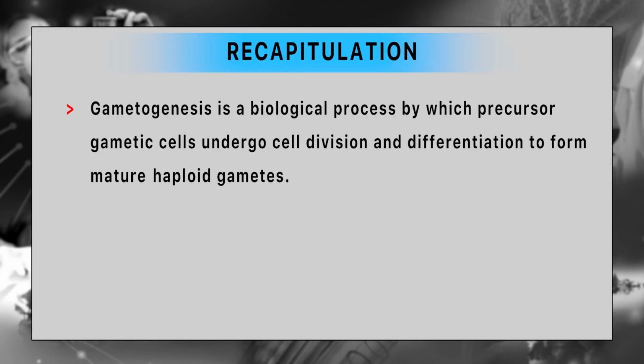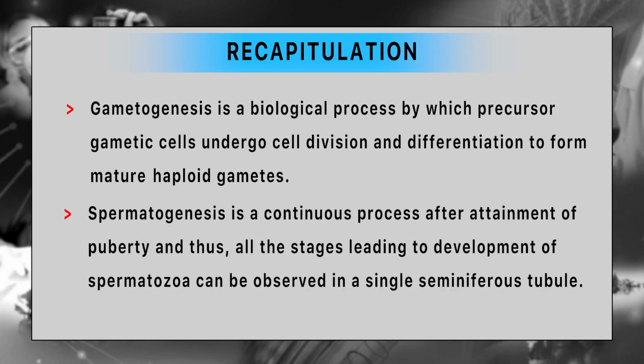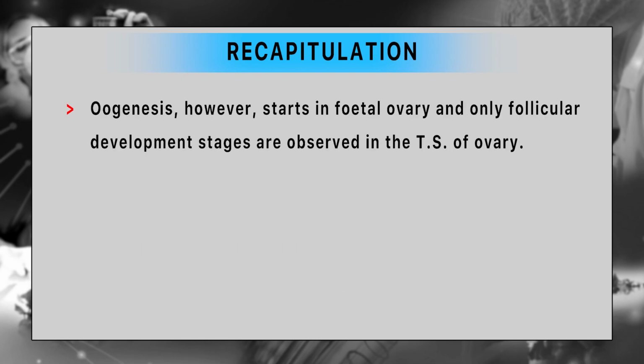Gametogenesis is a biological process by which precursor gametic cells undergo cell division and differentiation to form mature haploid gametes. Spermatogenesis is a continuous process after attainment of puberty, and thus all the stages leading to development of spermatozoa can be observed in a single seminiferous tubule. Oogenesis, however, starts in a fetal ovary and only follicular development stages are observed in the transverse section of ovary.